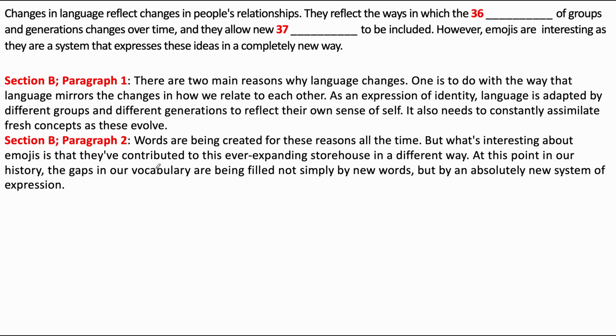For the next set of questions, we move on to section B. Section B has two paragraphs. This part: however, emojis are interesting as they are a system that expresses these ideas in a completely new way, has no blanks, and it corresponds with this part of the passage. A completely new way is a different way. Emojis are interesting. What's interesting about emojis? So, this tells us that the answers should be before this.